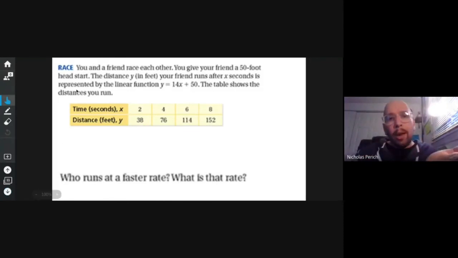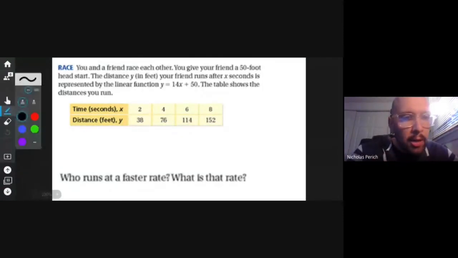So you and a friend race each other. Racing, what a useless sport. You and a friend race each other. You give your friend a 50-foot head start. How generous of you. The distance y in feet your friend runs after x seconds is represented by the linear equation y equals 14x plus 50.